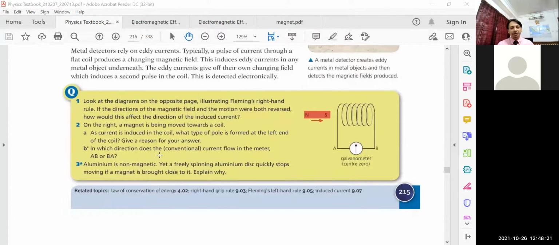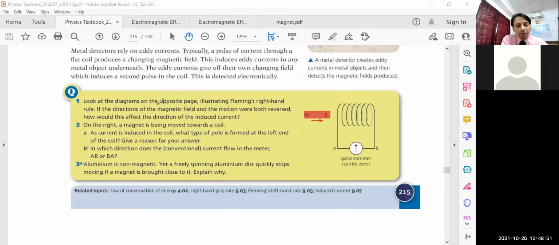Okay, now look at this exercise, question number 1. Look at the diagram on the opposite page, illustrating Fleming's right-hand rule. If the direction of the magnetic field and the motion were both reversed, how would this affect the direction of the induced current? This kind of question is also very important, especially for the MCQ.